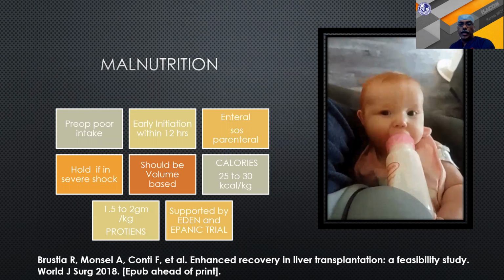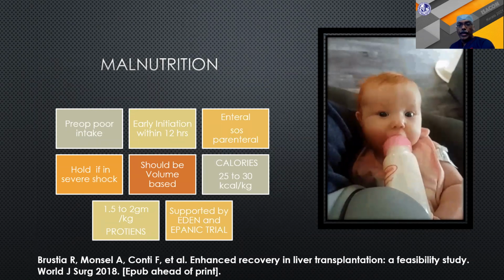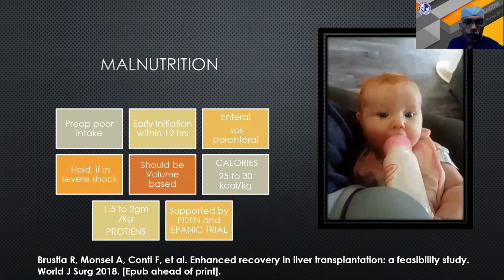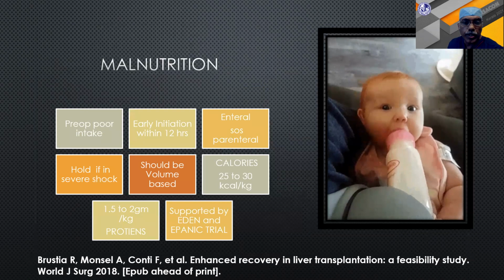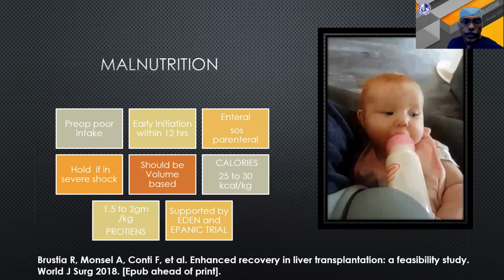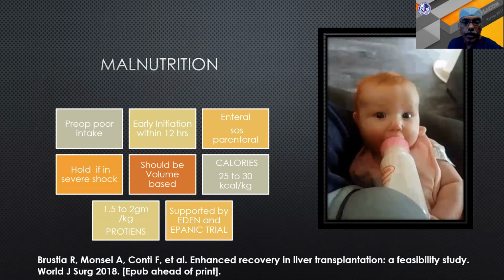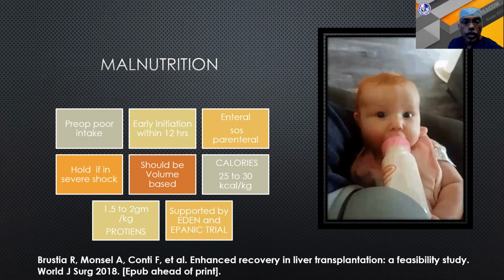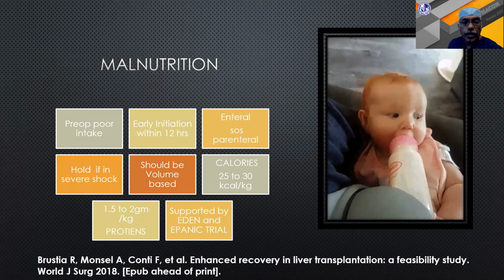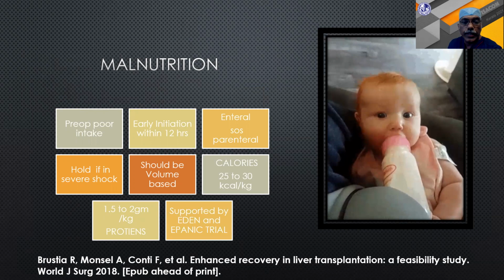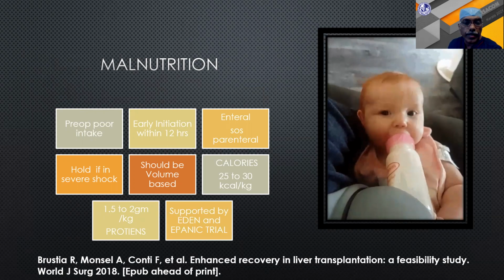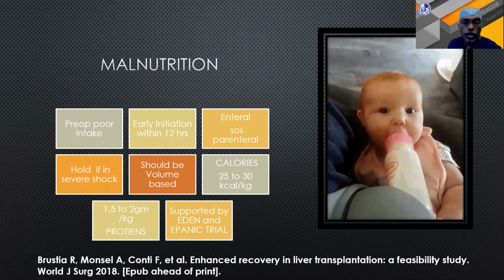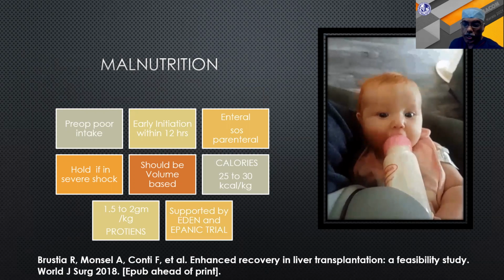Considering the malnutrition and deconditioning of the muscle, which are very common due to decreased intake during the pre-morbid phase, this can be countered by early initiation of feed within 12 hours, preferably enteral. Parenteral could also be used. Hold the feed if there is any shock. It should be volume-based and should provide 25 to 30 kilocalories per kg and 1.5 to 2 grams per kg of protein. These are all supported by the EDEN and EPaNIC trials.